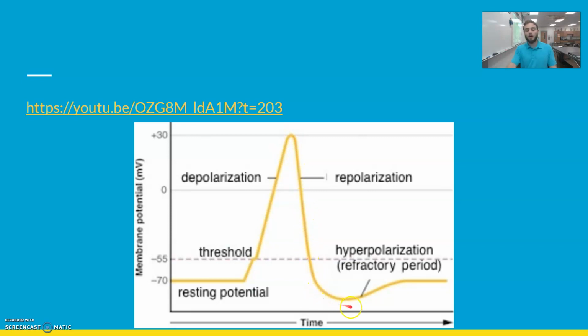They do actually overshoot the -70 millivolts, just because they aren't necessarily trying to reach -70 millivolts. They're just trying to move to where there's less of them on the outside of the cell. And so you get this hyperpolarization period, or the refractory period here, where it is very difficult, and in some cases impossible, for that neuron to send another signal, because it needs to get those ion concentration gradients back to their resting point and get back to that resting potential before that neuron is able to send another signal.